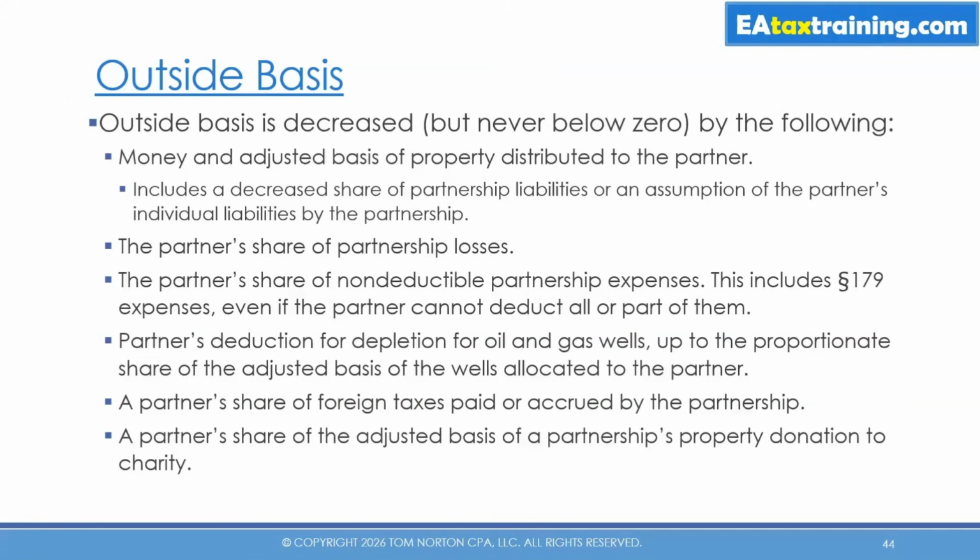Then next, we have more depletion. So the partner's deduction for depletion for oil and gas wells up to the proportionate share of their adjusted basis of the wells allocated to the partner. So remember, oil and gas depletion decreases the partner's basis. Then the partner's share of foreign taxes paid by the partnership decreases their basis, and the partner's share of the adjusted basis of any property that the partnership donates to charity also decreases the partner's basis.